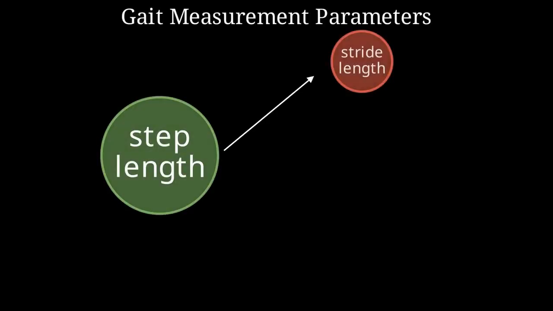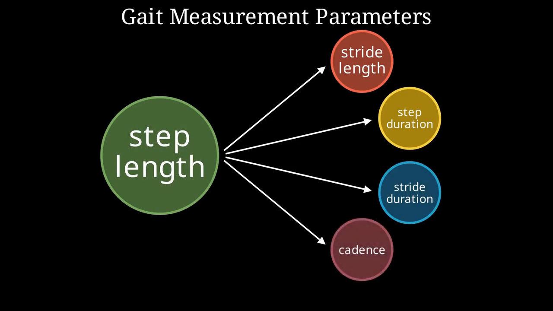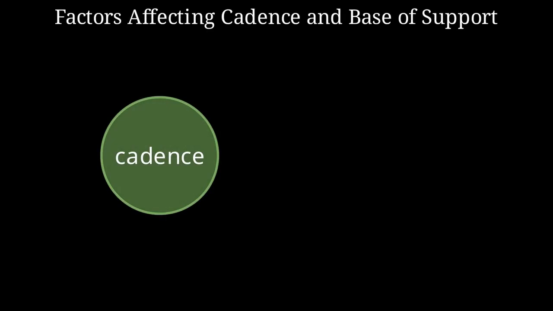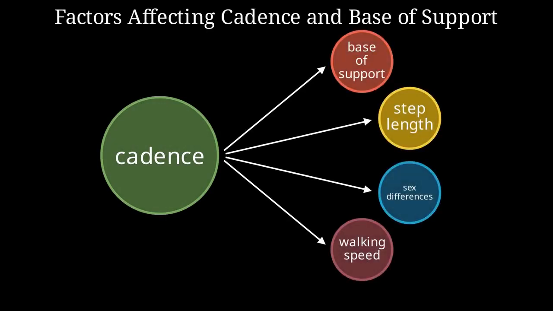Key parameters for measuring gait include step length, stride length, step duration, stride duration, and cadence. Step length is the distance between heel strikes of opposite feet, while stride length is the distance between heel strikes of the same foot. Cadence is the number of steps per minute. Cadence is influenced by step length, sex, and walking speed. Females usually have higher cadence due to shorter step length.